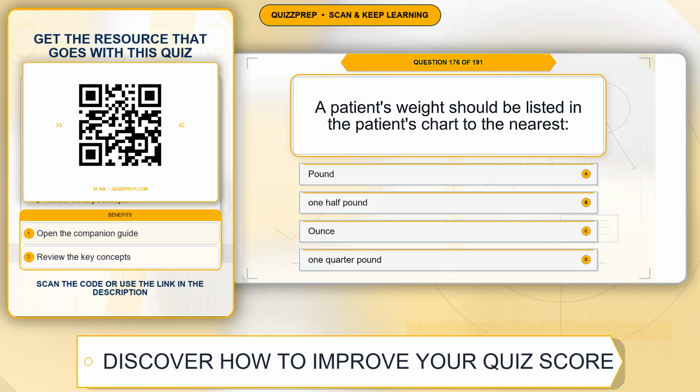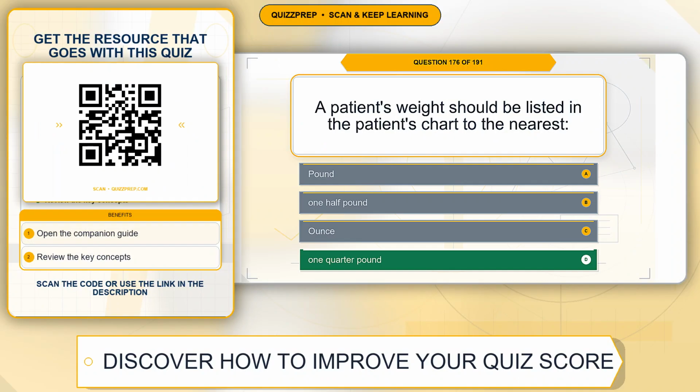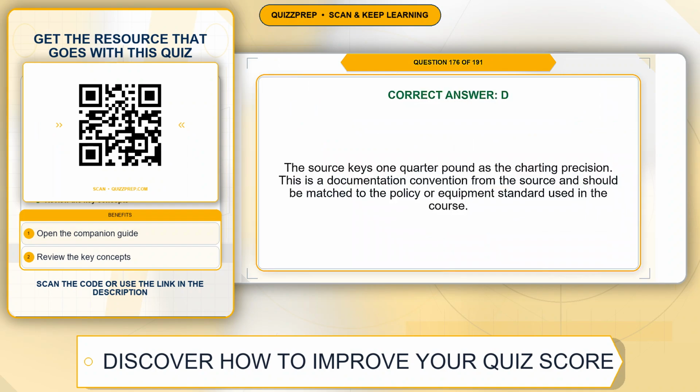Question 176. A patient's weight should be listed in the patient's chart to the nearest: Option A, pound. Option B, 1/2 pound. Option C, ounce. Option D, 1/4 pound. The correct answer is option D, 1/4 pound. Explanation. The source keys 1/4 pound as the charting precision. This is a documentation convention from the source and should be matched to the policy or equipment standard used in the course.